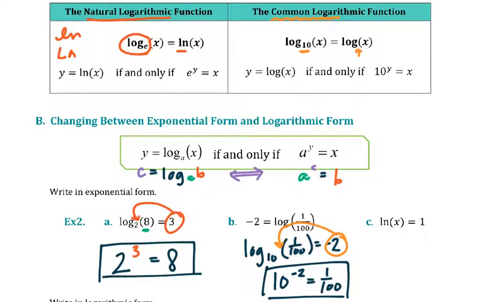All right, and lastly, we have natural log of x equals 1. Natural log is the same as writing log base e of x equals 1. We take that 1 and pull it over here. Our solution when we convert it would be e to the first equals x.